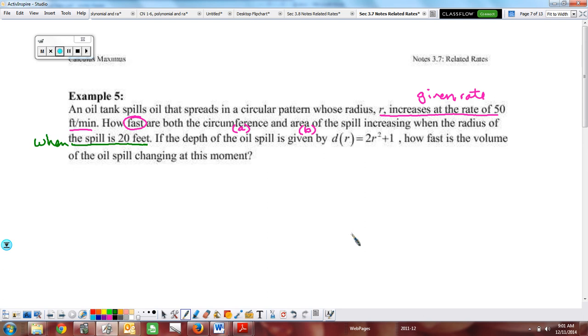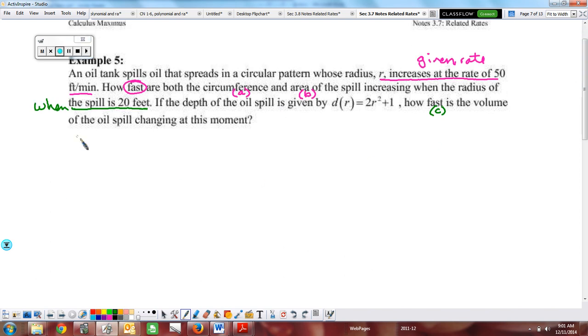And then they have a third question. It says, if the depth of the oil is given by this, how fast is the volume? So we'll call that one C. So we actually have 3 parts to this problem. And let me just check. I did not give any more pages, so we're going to do 1 page for all the parts. All right, so we're ready to go.